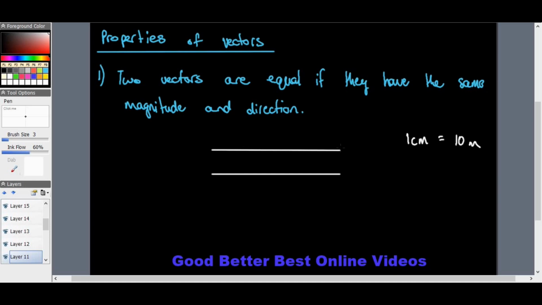You would draw it with an arrowhead, like this, or some people just like to go for the big one, like that. It's fine. As long as you have an arrowhead on it, it's fine.